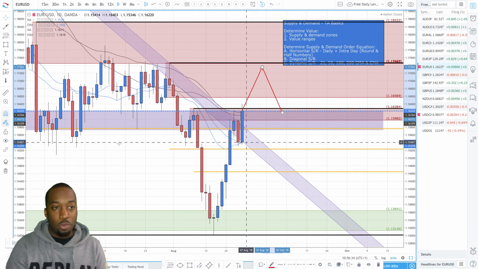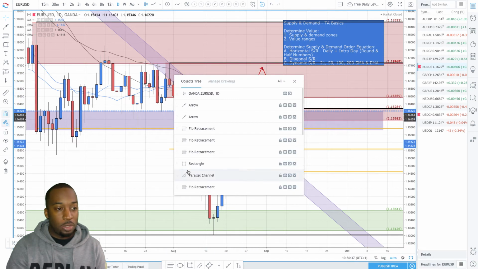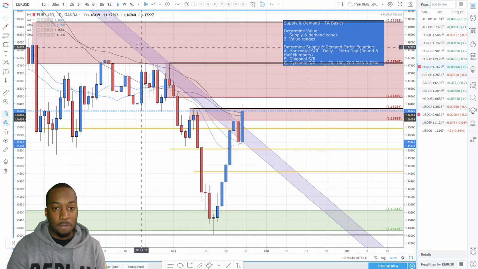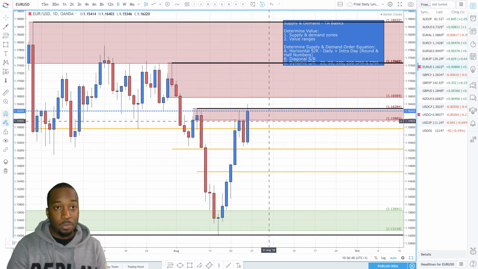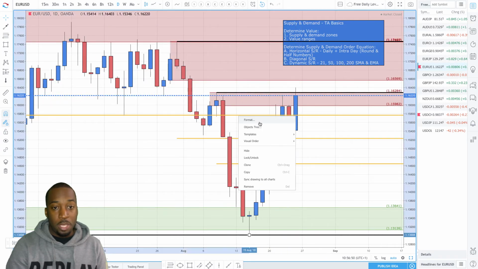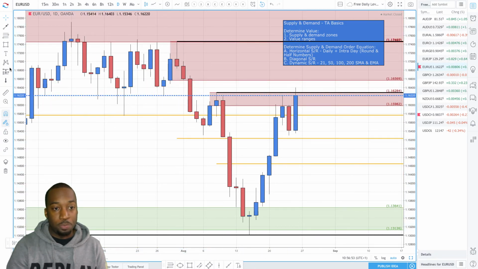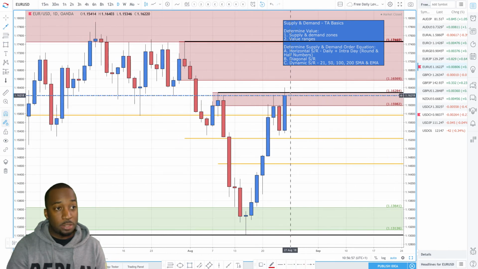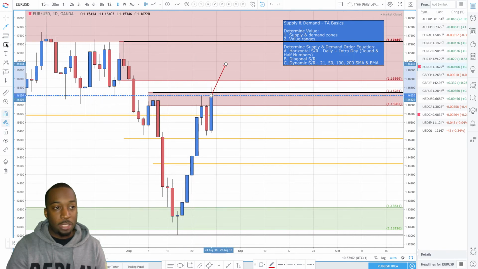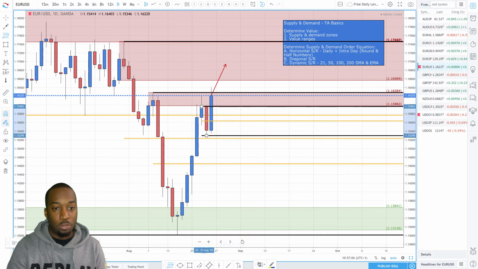Now, if you are looking to get long on the euro, let's get rid of some of this. Right, let's get rid of that. Then what you'd be looking to do, because if this goes higher, this creates a higher low, higher high scenario, right? And with higher highs and higher lows, we know that this potentially could be, or this is a level of demand.